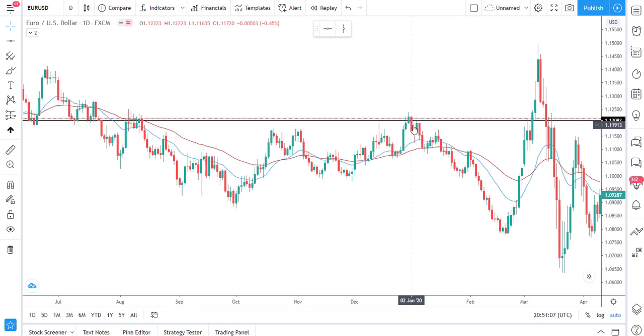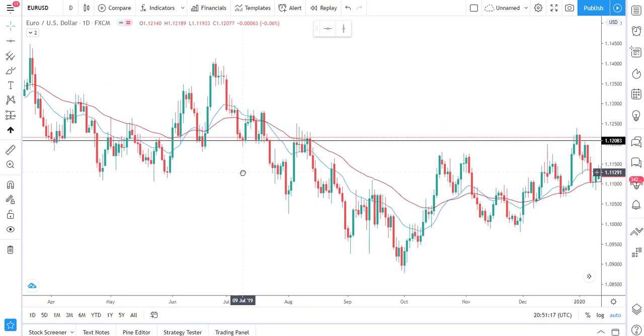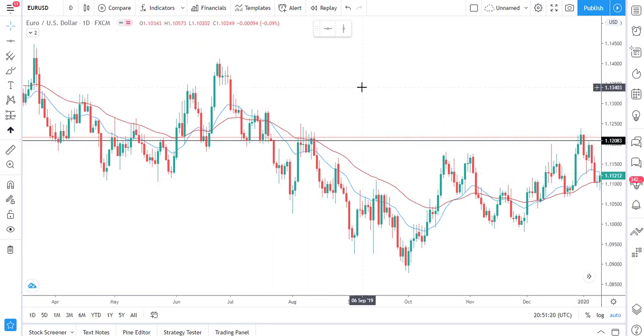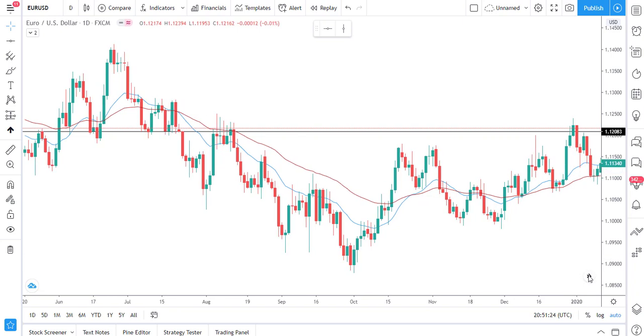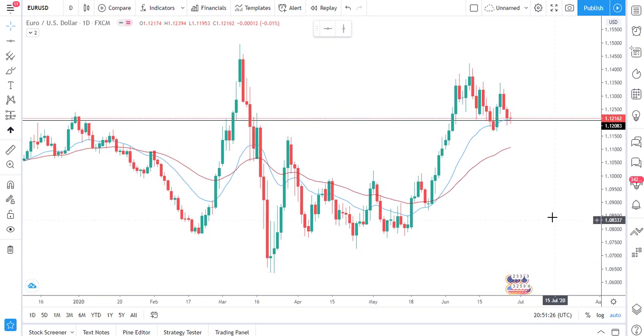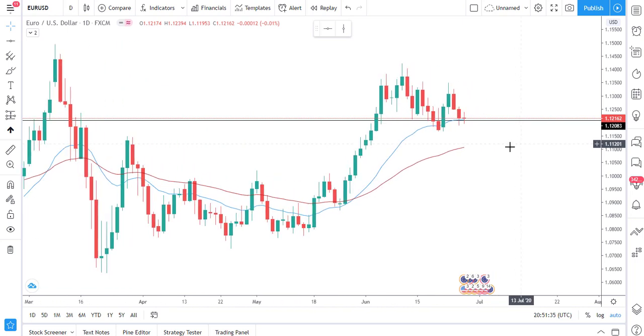Now we have a resistance here. Basically the market came back up here, came back down. We have another resistance here, we have it as support here, and support here. Basically this level is valid. We've counted about 4 to 5 touches at this 1.1200 area. Now what we are looking for is the market to actually give us a signal.